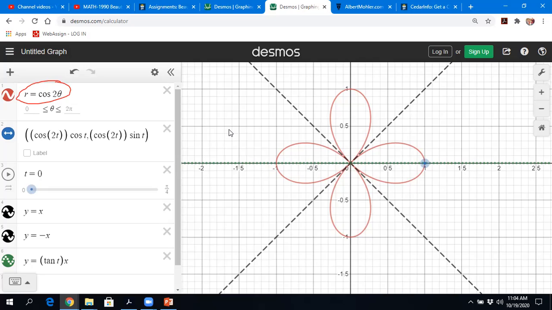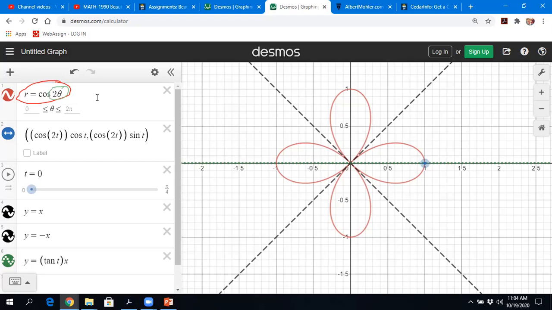So the first thing I want to think about is, what happens to this polar equation as theta goes from 0 to 45 degrees? Well, remember, this is the cosine of 2 theta, right? So you're taking the cosine of twice whatever the current angle happens to be. If I plug in theta equal to 0, I get a radius of 1, correct? Which is why this thing starts out at (1, 0).